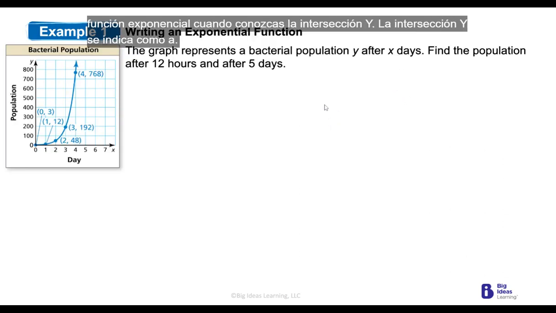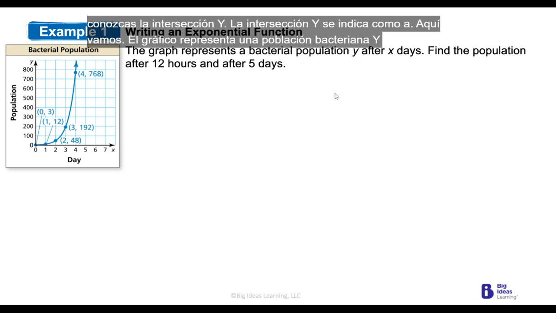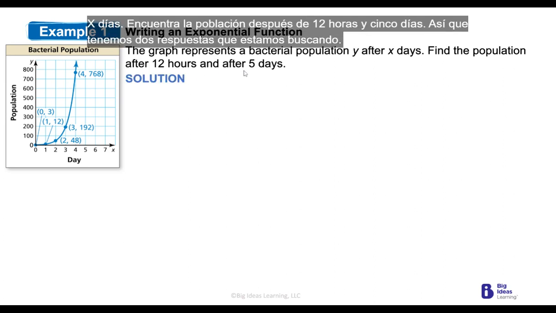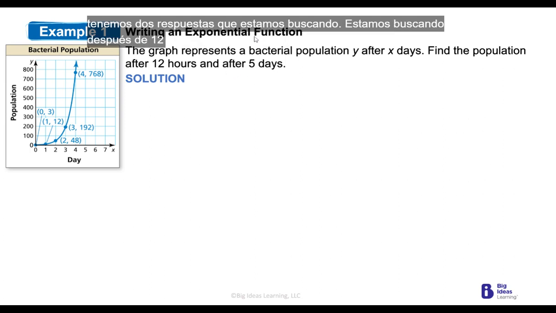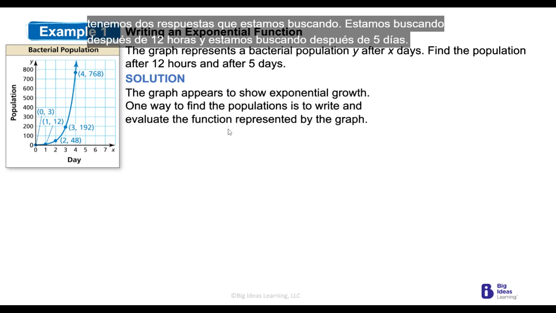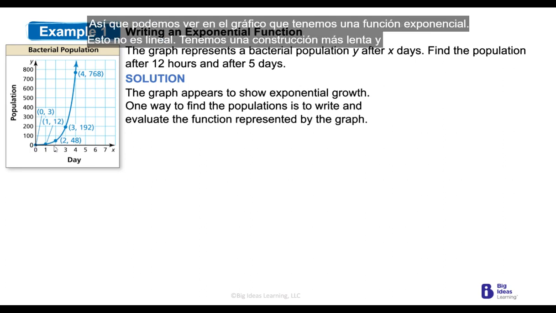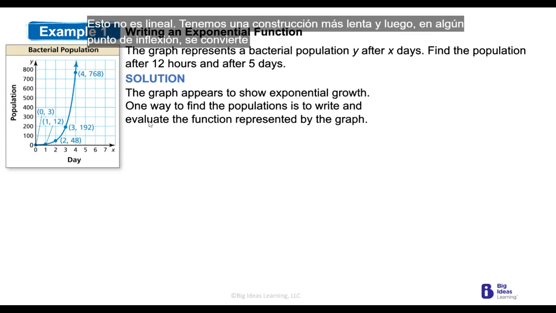Here we go. The graph represents a bacterial population Y after X days. Find the population after 12 hours and 5 days. So we have two answers that we are looking for. We are looking for after 12 hours, and we are looking for after 5 days. So we can see from the graph that we do have an exponential function. This is not linear. We have a slower build, and then at some turning point, it becomes an exponential growth. We know it's growth because it is going in a positive direction.